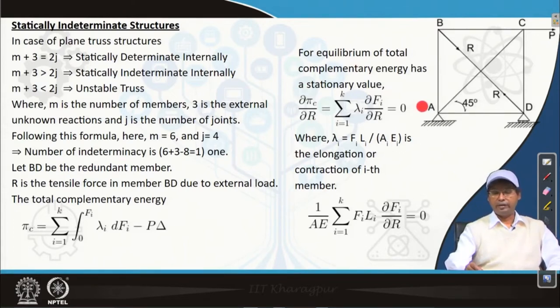And we get the equation this way, where lambda is the elongation or contraction of the ith member due to the external load. And that gives us the equation in this form: sum over i equals 1 to k of 1 by A_i E_i, F_i L_i del F_i by del R, equals 0.